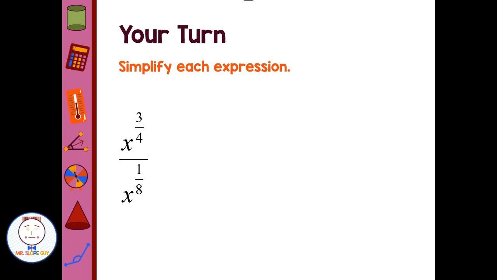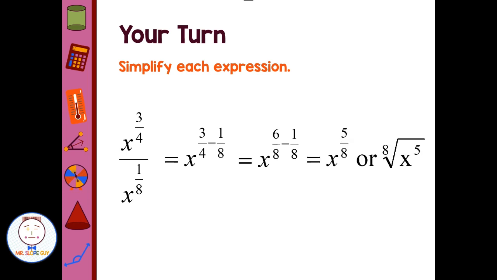Well, when we divide and have the same base, we subtract exponents. So I want to subtract 3/4 minus 1/8. Now, if I'm subtracting 1/8 from 3/4, I have to have common denominators. So I need to know that 3/4 is the same as 6/8. Then I can subtract 6/8 minus 1/8 is 5/8, and x to the 5/8 is equivalent to the 8th root of x to the 5th. So those exponent rules don't go away. Divide and have the same base, subtract your exponents.